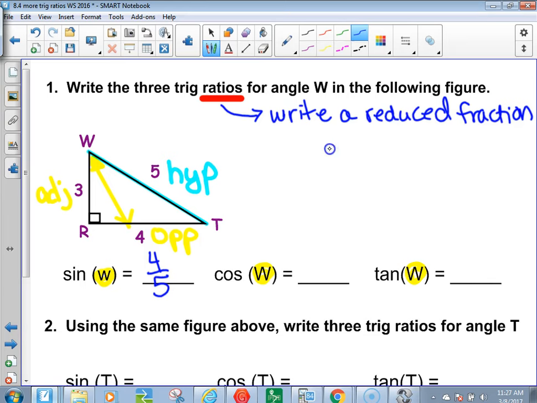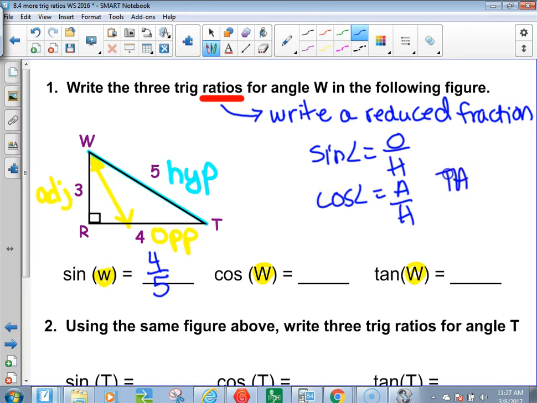If you need to write down your trig ratios, but you have them at the top of the page, I believe, or no, okay. Or if you want to write them down, you can go through and do sine of an angle equals opposite over hypotenuse, cosine of an angle, adjacent over hypotenuse, and then tangent of an angle, opposite over adjacent. All right, so then cosine from W would be adjacent over hypotenuse, 3/5. And the tangent would be opposite over adjacent, 4/3.